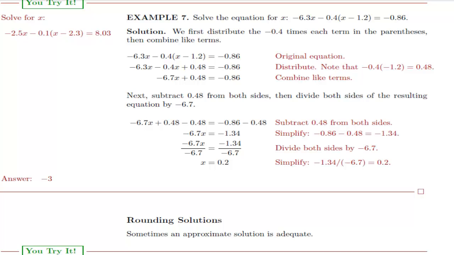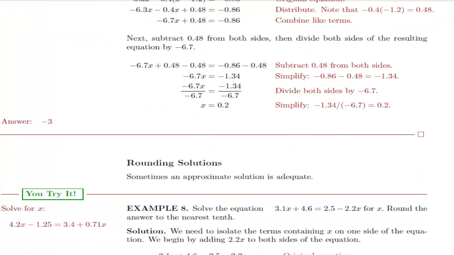We want to get x by itself. We'll divide both sides by negative 6.7. So on the left, we have negative 6.7 times x divided by negative 6.7, which leaves us with an x on the left. And on the right, we have a negative 1.34 divided by a negative 6.7, which leaves us with a positive 0.2 on the right. So x equals 0.2.